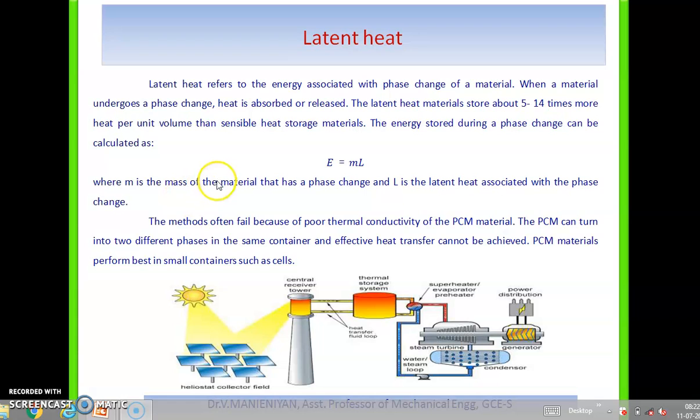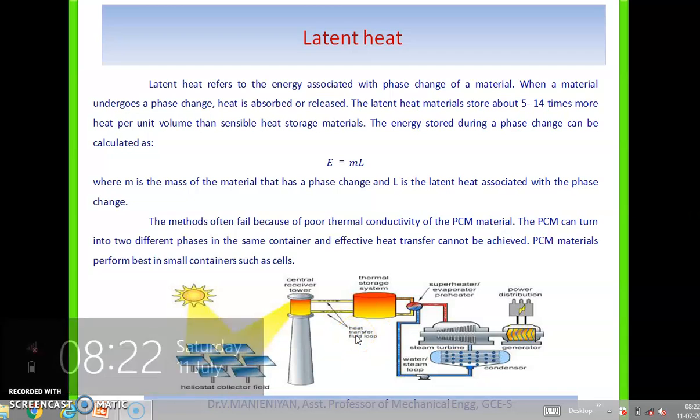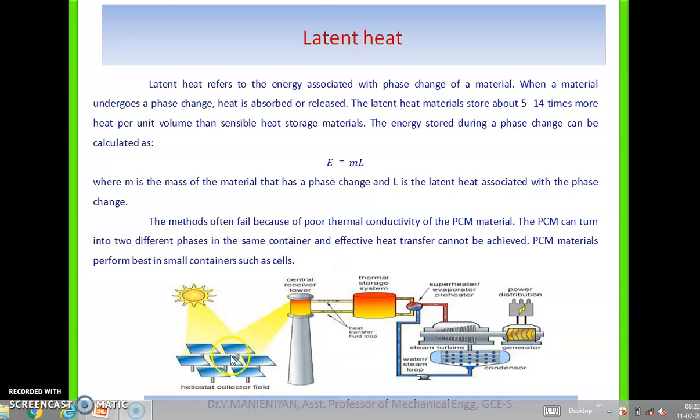Here a latent heat diagram is shown. The collectors absorb the solar radiation, and the heat rays are reflected to the central receiver tower. After that, we use a thermal storage system. The fluid material is heated, and the heat is transferred. After that, the heat is transferred using an evaporator or a superheater, like a boiler.